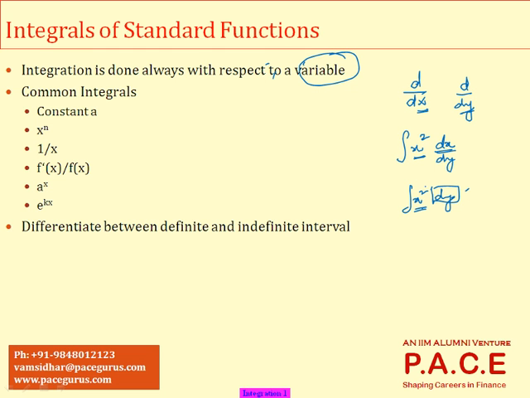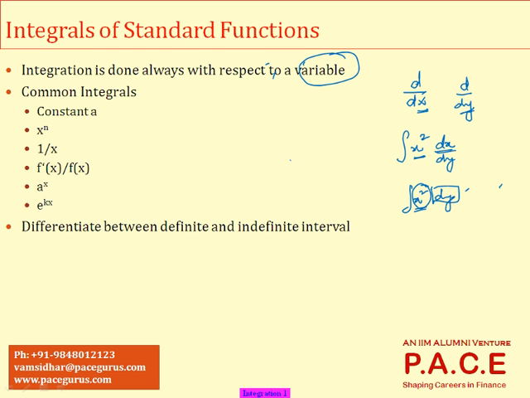Remember this. If it is mentioned here as dx, then x becomes a variable and the integration happens as if x is a variable. But if the integration is to find the integration of x squared dy, then y is a variable, which means x is treated as a constant and the integration happens with respect to the constant x squared.